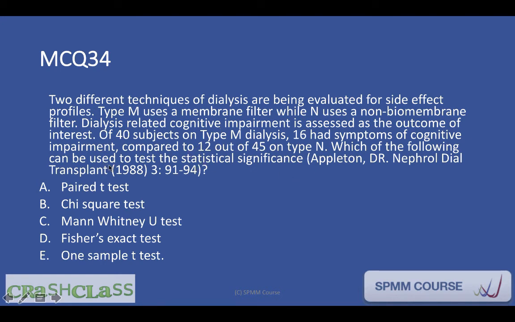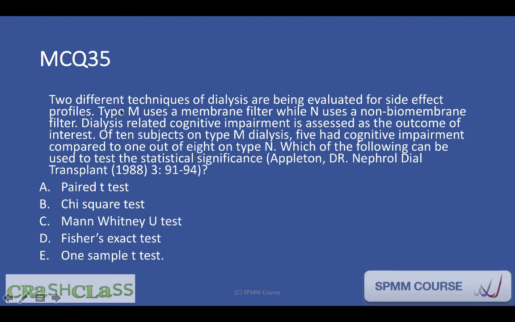So which test can be used to test the statistical significance? T-test, chi-square, Mann-Whitney U, Fisher's, or one sample? You'll use the chi-square test. Before you choose between chi-square and Fisher's, the question to answer is, would each box have more than 5 observations? Out of 40, if you take 16 away, the remaining will be 24. So that's greater than 5. Out of 45, if you take 12 away, the remaining will be 33. So that's also greater than 5. So you can happily choose the chi-square test. You'll be fine here. Chi-square test.